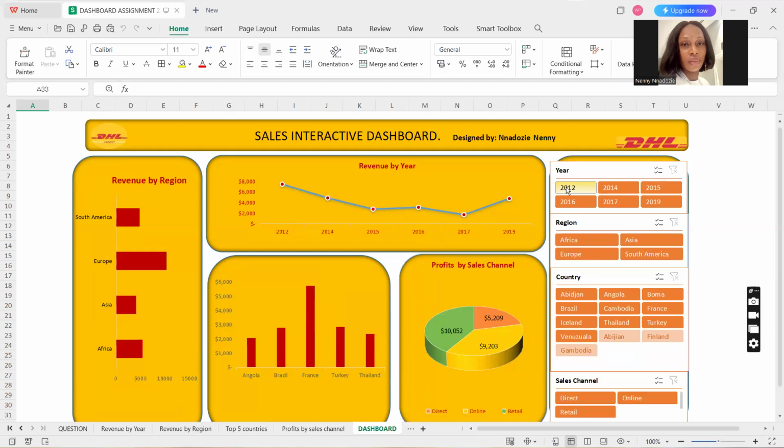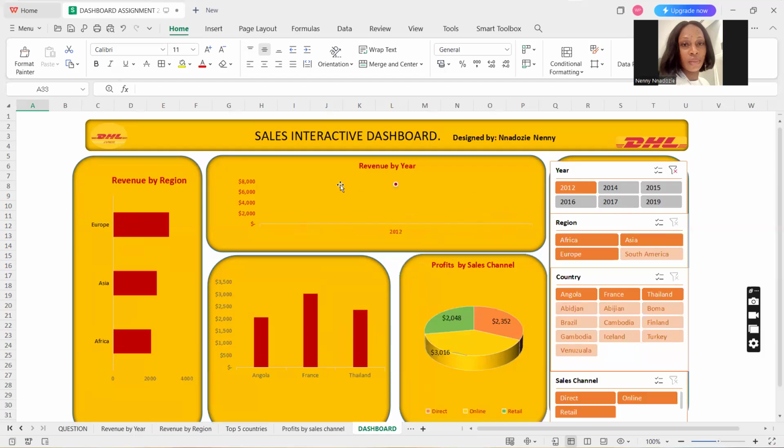Let me click on 2012. In 2012, as we can see, I said earlier that 2012 was the year the highest revenue was made, and the revenue of $7,416 was made in the year 2012.